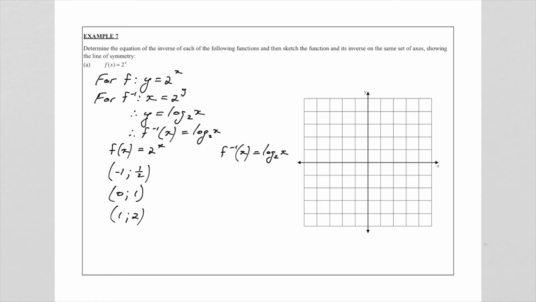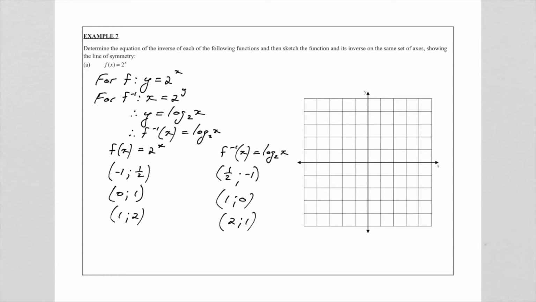Once we've done that, it's quite easy to find the coordinates for the inverse because we just swap the x and y. So this will be a half and minus 1. This one will be 1 and 0. And this one will be 2 and 1. Now we need to plot these on our grid. We're going to plot these points.